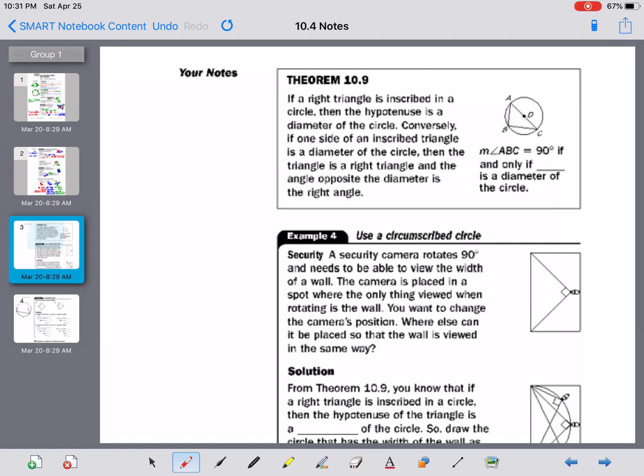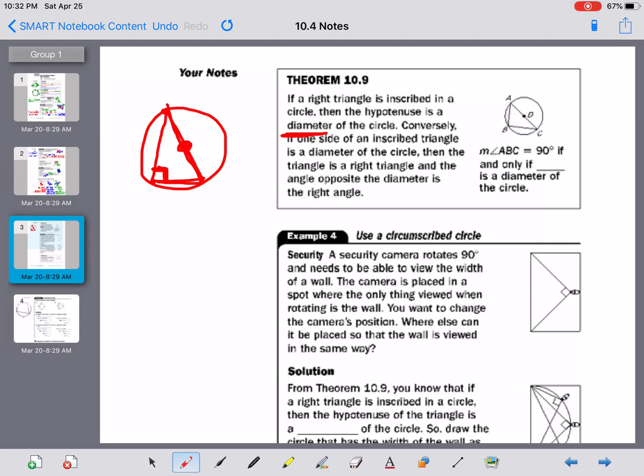Now, quick reminder here. I have a circle. And remember, the definition of an inscribed shape says every vertex has to touch the edge of the circle. So if I try to draw a right triangle inside my circle, I'm trying to make sure there's a right angle right there, a right angle or a right triangle inside my circle. Then the hypotenuse of my right triangle will always end up being a diameter.